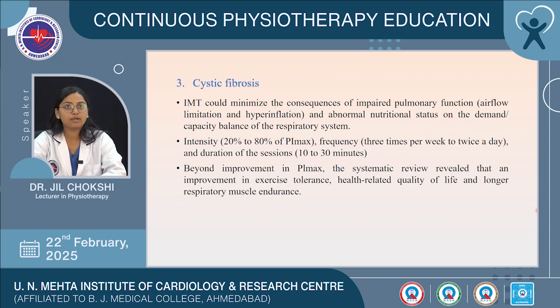Third one is cystic fibrosis. IMT could minimize the consequences of impaired pulmonary function and abnormal nutritional status on the demand and capacity balance of the respiratory system. Intensity should be 20 to 80% of PI max, frequency 3 times per week to twice a day, and duration of each session lasts 10 to 30 minutes. Beyond improvement in PI max, the systematic review revealed an improvement in exercise tolerance, health-related quality of life, and longer respiratory muscle endurance.